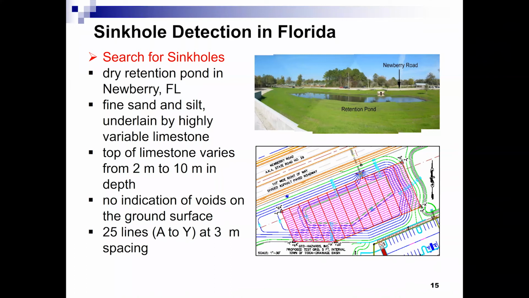We divided it into 25 lines from A to Y, 3 meters apart. And when we did the seismic test, we did it at the northern portion of the site, and there was no indication of a void. So this is a blind test. We try to see if we can identify an unknown void. So we don't know the void location, so we have to do multiple lines.